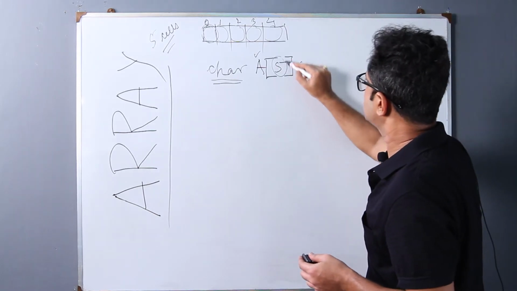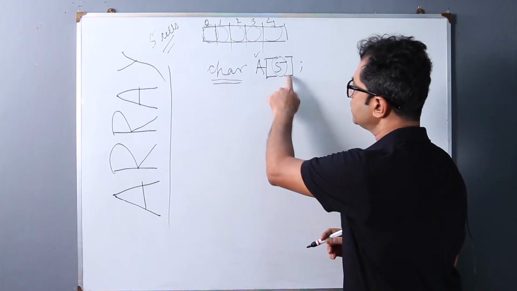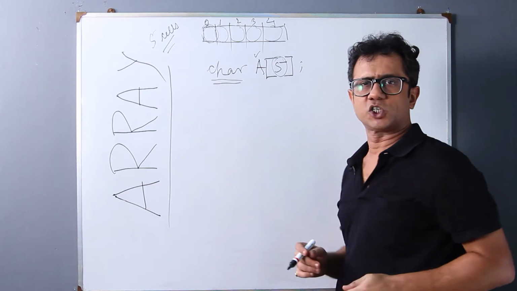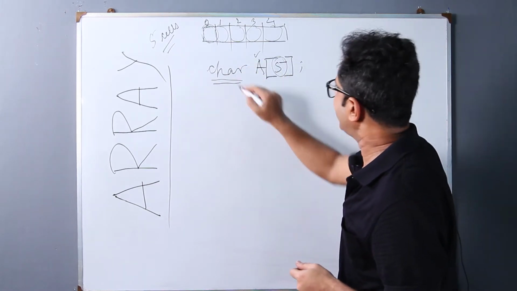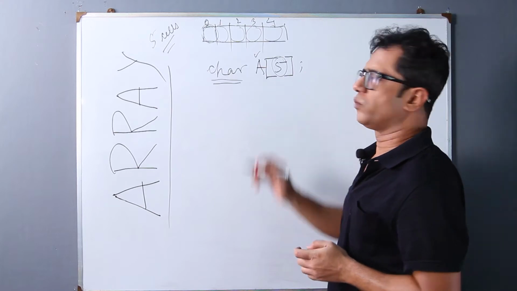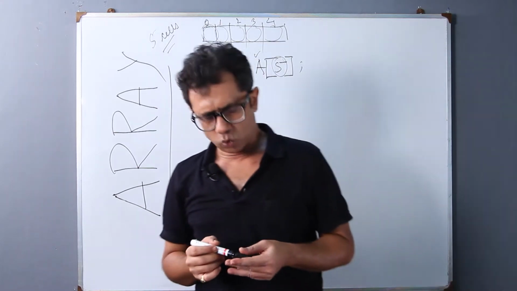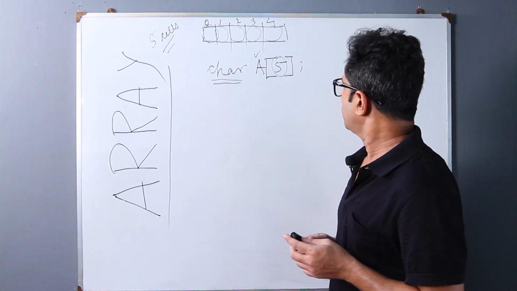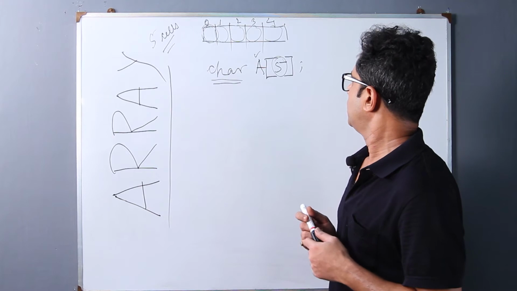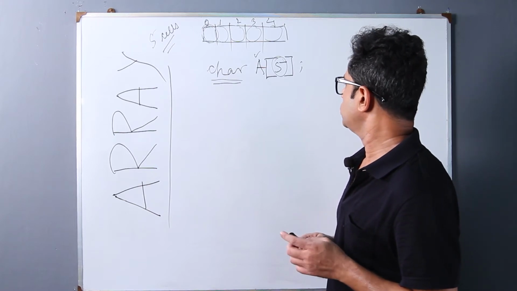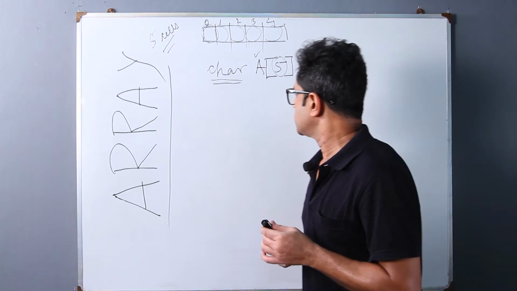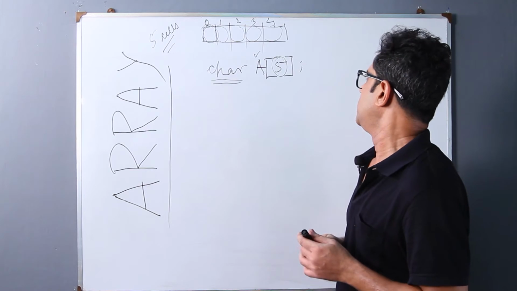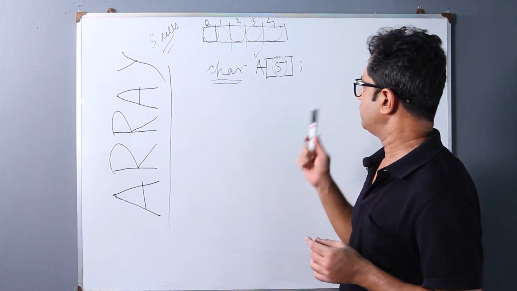So, what does this 5 mean? 5 means that this array contains 5 contiguous memory locations in which we can store character elements. At most we can store 5 elements. We can store fewer than that, but we can definitely not store more than 5. We are not going to store more than 5 variables in this array, which is declared as A[5].